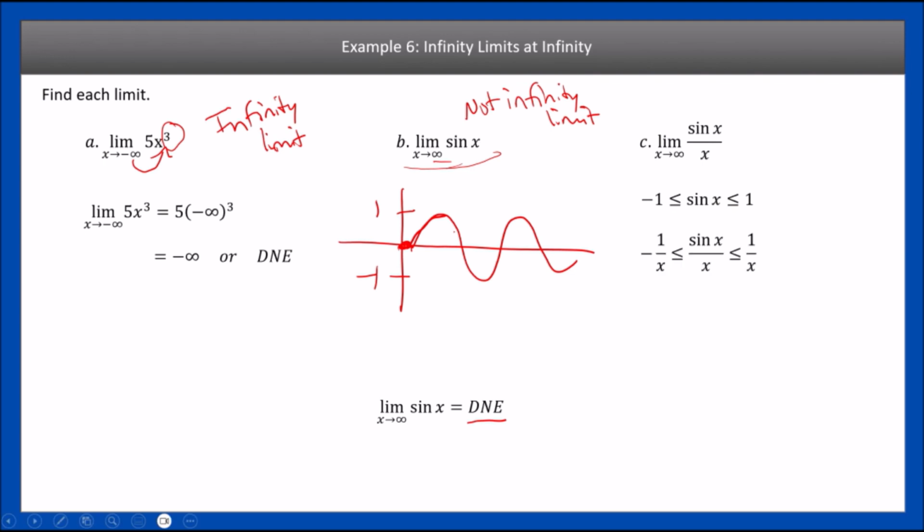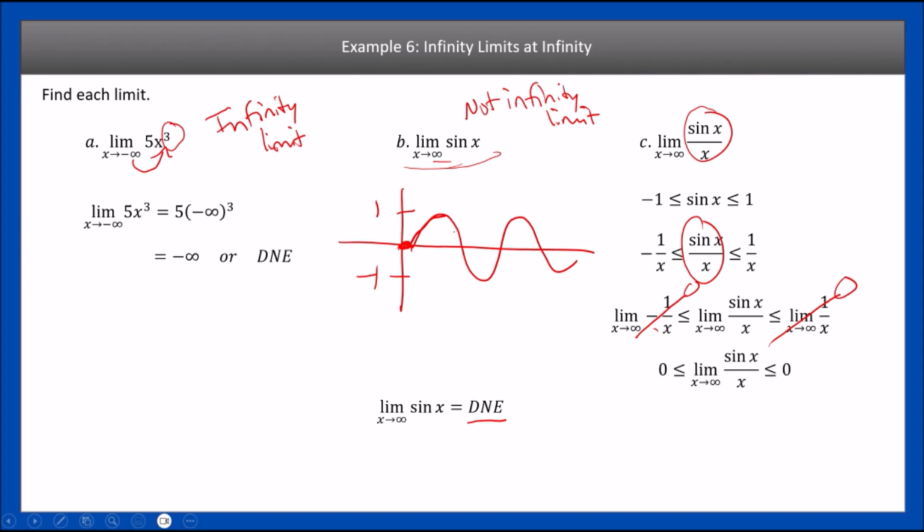And then if we divide all three sides by x so that we can get the same form here, then notice that if I take the limit as x approaches negative infinity, this is going to go to 0 and this is going to go to 0. So that means that the limit has to be between 0 and 0. But if that's the case, it's got to be 0. This is by the squeeze theorem. So we've essentially shown that the limit at infinity of this is actually 0.